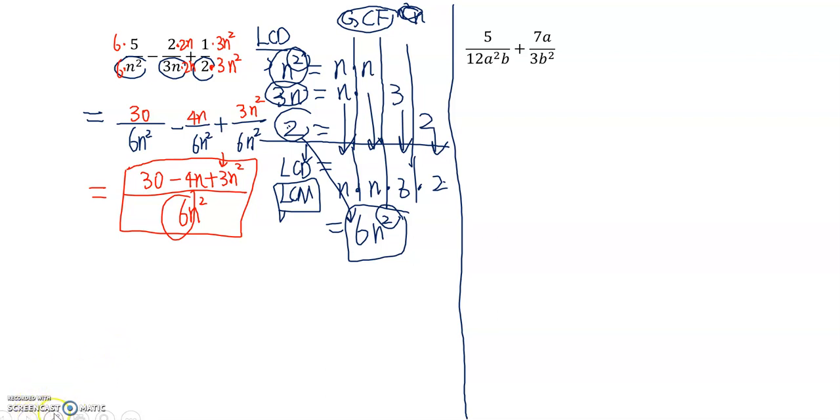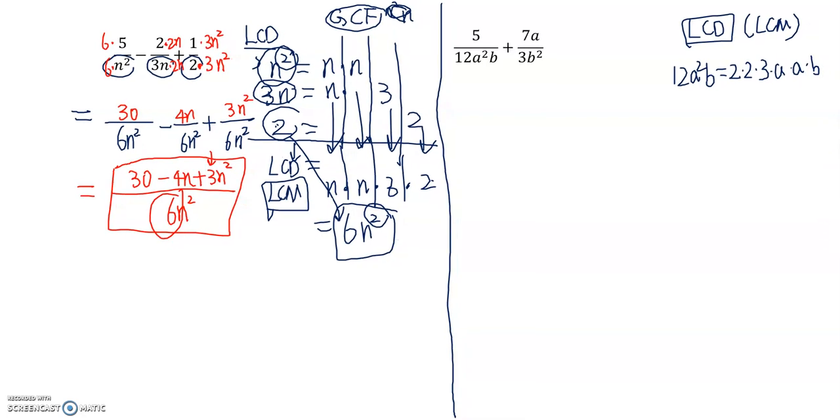When we have variables in the denominator, the process of looking for the LCD is the same as looking for the least common multiple for numbers. So we can break down each denominator to find the LCD or LCM. The first denominator, 12a squared b, we can break down 12 as 2 times 2 times 3, and we break down a squared as a times a, and then there's a b.